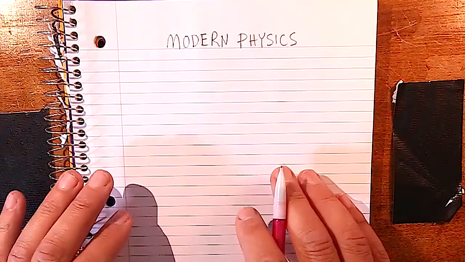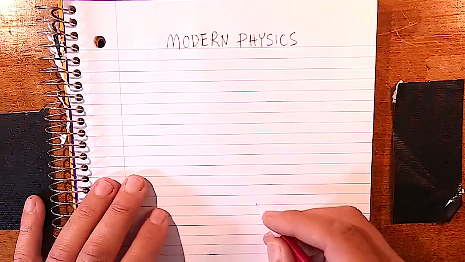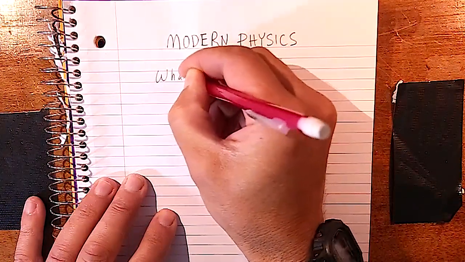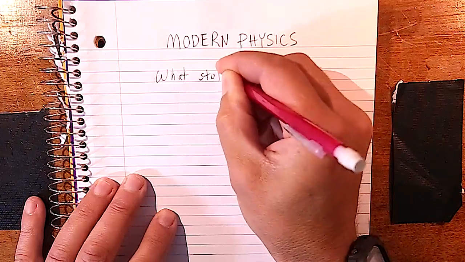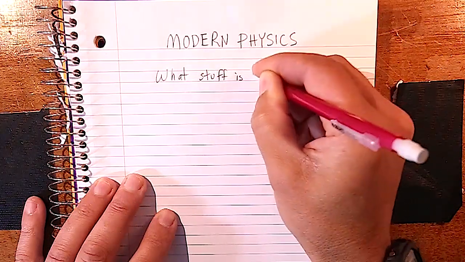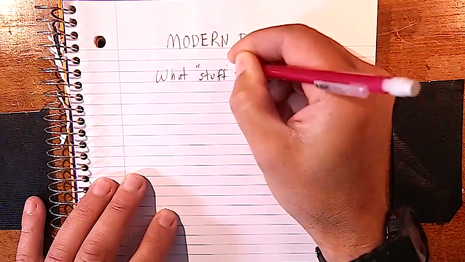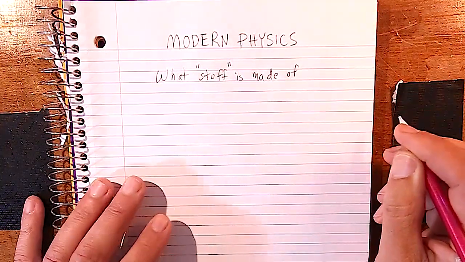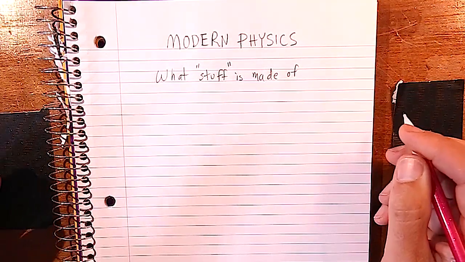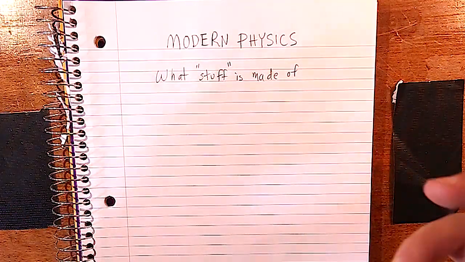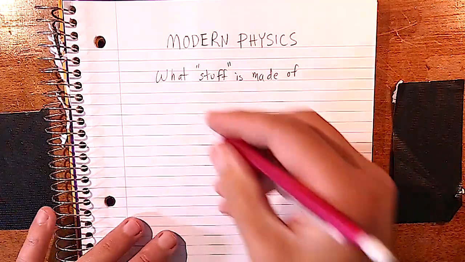So modern physics really starts with the Greeks. And what they were wondering was what stuff is made of. In other words, what are things, objects, everyday stuff that we have in our world, if we chop it up, what's the base level of what it's composed of?